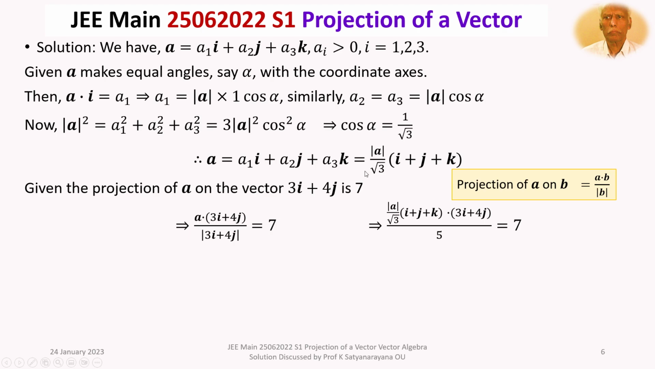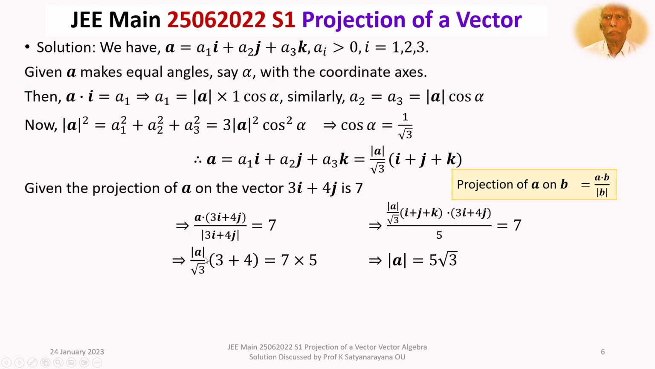And the vector A we have written as mod A by root 3 into i plus j plus k dot 3i plus 4j, and this is the projection. It is given to be 7. Now cross multiply, we will get mod A by root 3 into, 7 into 5. Now i plus j plus k dot 3i plus 4j is i dot 3i is 3, j dot 4j is 4, the remaining are all 0.